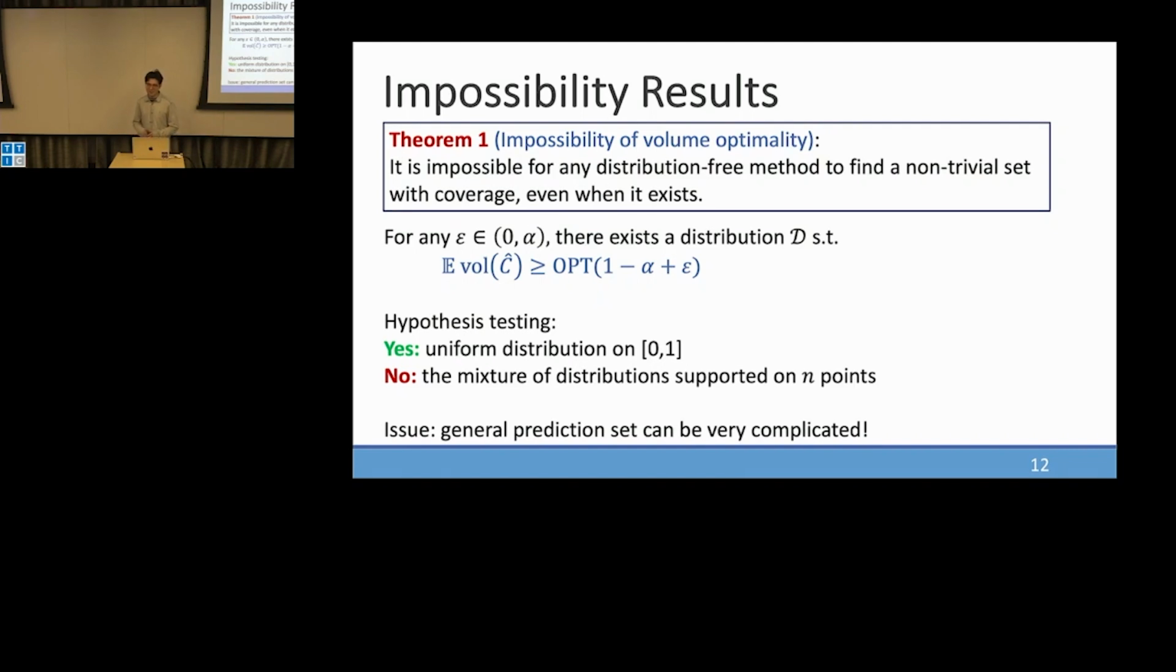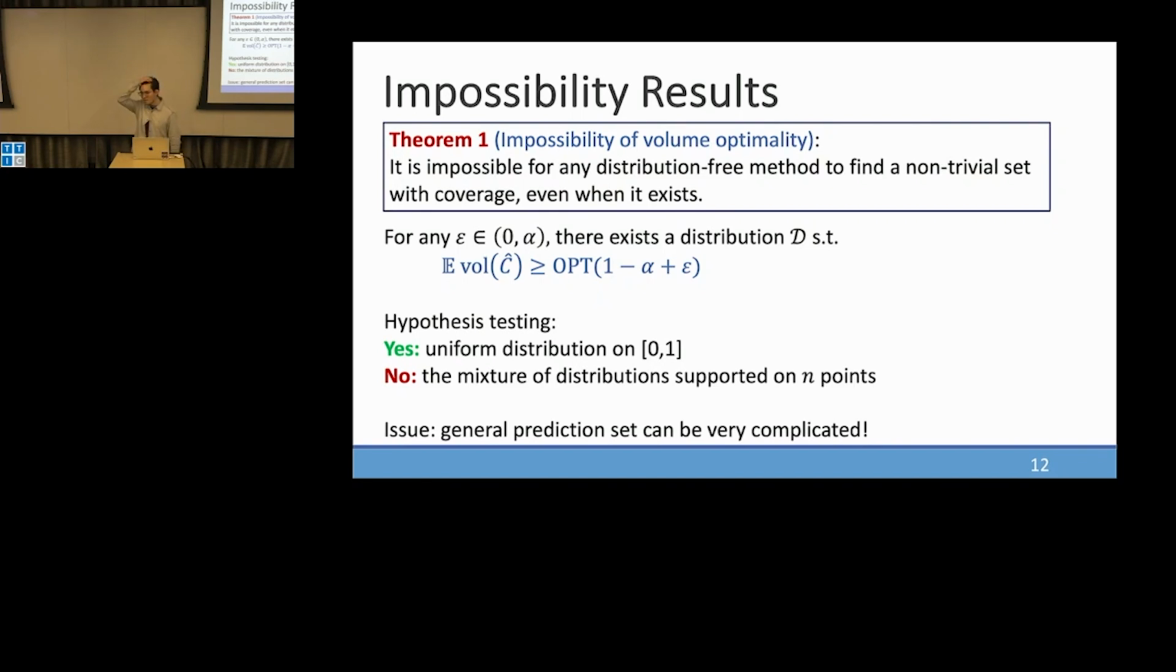Specifically, for any epsilon, if you give me some method you claim is distribution free, we can find a distribution D such that in expectation your volume of prediction set is at least opt at 1 minus alpha plus epsilon. So consider epsilon very close to alpha, then basically your volume should cover everything. So it's a trivial solution. You can only output the entire space for this specific distribution.